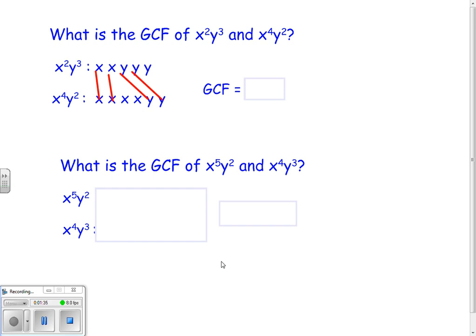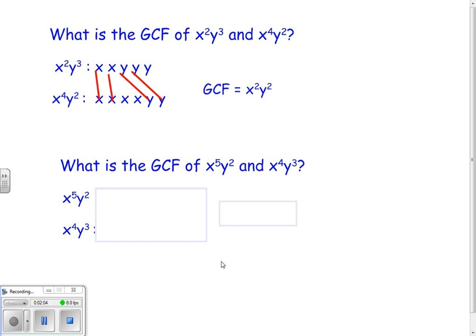When you have x squared y cubed, it really means you have 2 x's, an x times x, and 3 y's, a y times y times y. And I did the same thing for x to the fourth y squared and drew lines between those things that are common. So if you notice, each of them has at least 2 x's. And each of them has at least 2 y's. But when it comes to multiplication, an x times an x is x squared, and a y times a y is y squared. So it's x squared y squared, because they each share 2.